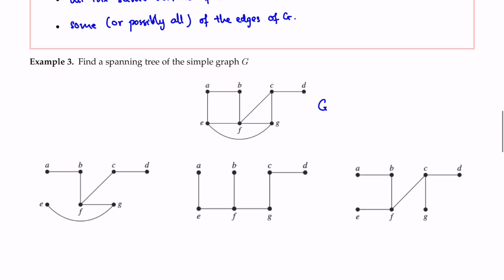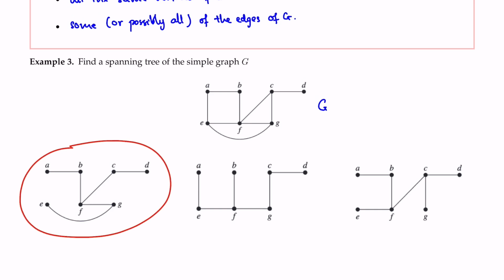The next requirement is that some or possibly all of the edges of G have to be included in the spanning tree as well. But keep in mind the definition of a tree is that it has to be a connected graph and there should be no cycle. So we need to avoid all the cycles. How to avoid all the cycles? You have to remove some edges to avoid cycles.